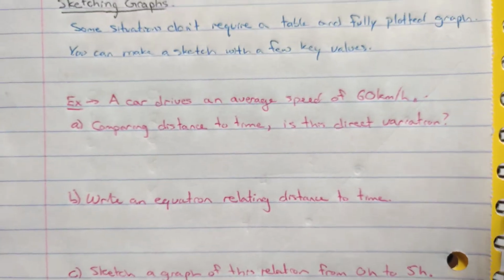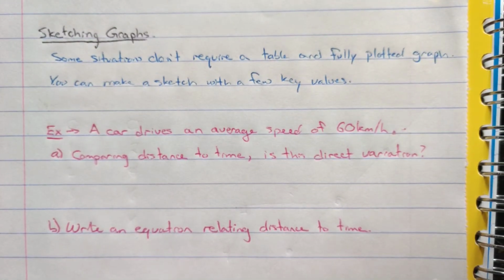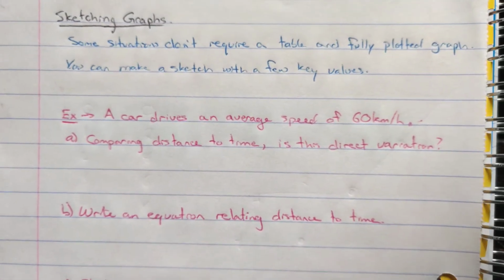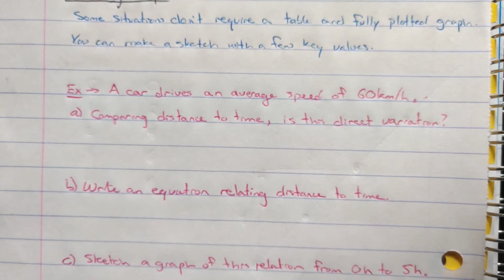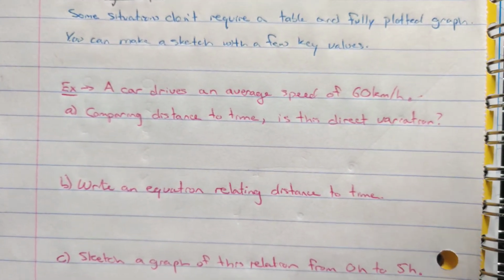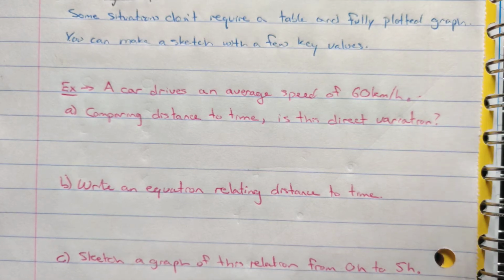So in this case of sketching, we don't need to make a full table and a fully plotted graph. We just need to make a sketch with some of the key values put down. This works well with linear relations. So we've got a car driving at an average speed of 60 kilometers an hour. Comparing the distance and time, would this be direct variation?